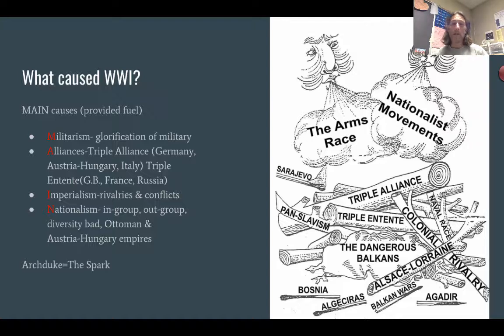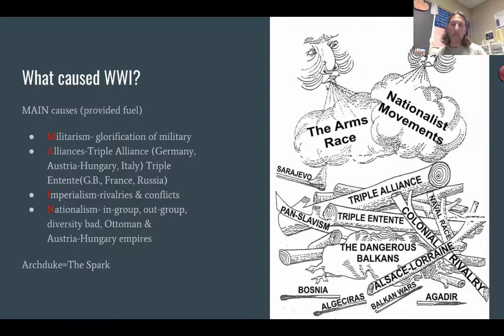One is militarism. Throughout Europe, you see a growing glorification of the military. You have a generation of Europeans who hadn't known war, nor the horrors of war, and so they have a romantic vision of what war is all about.